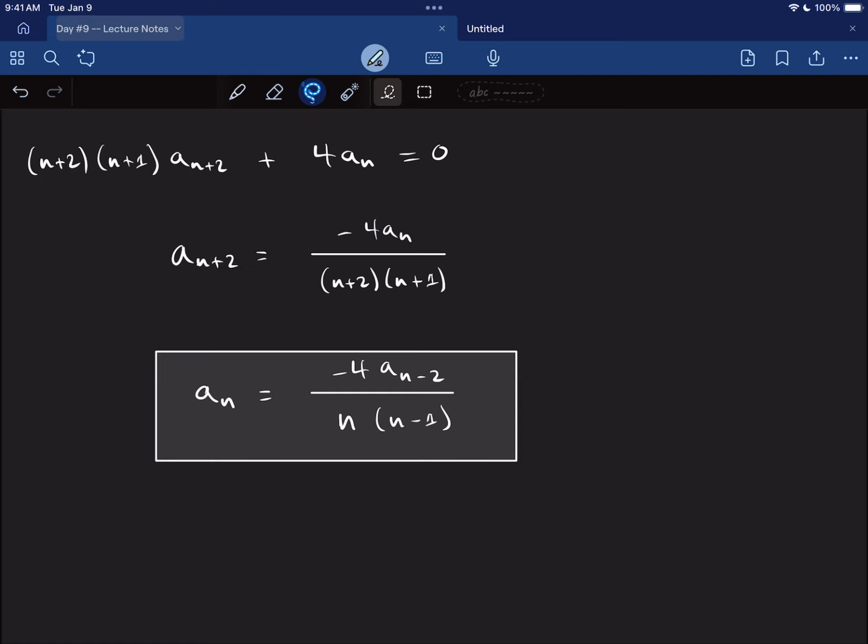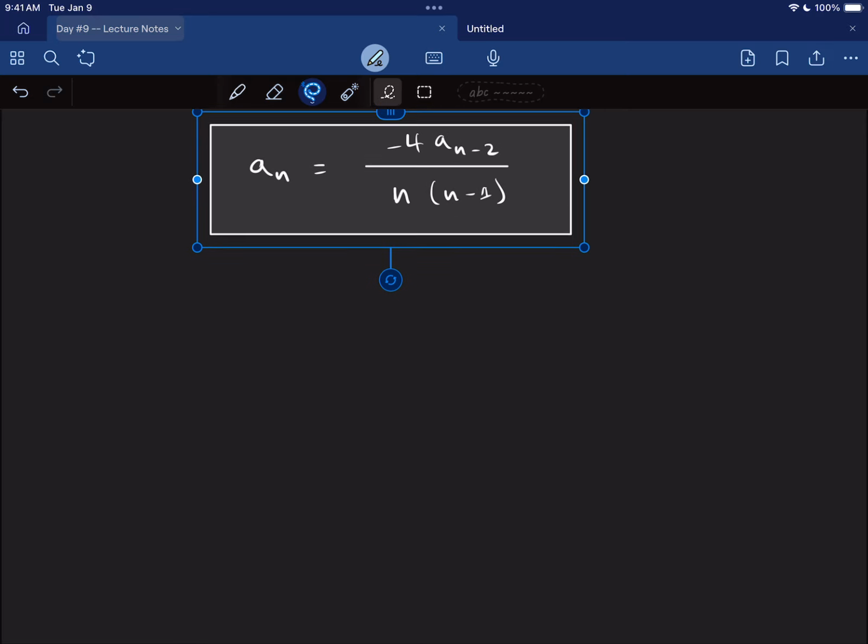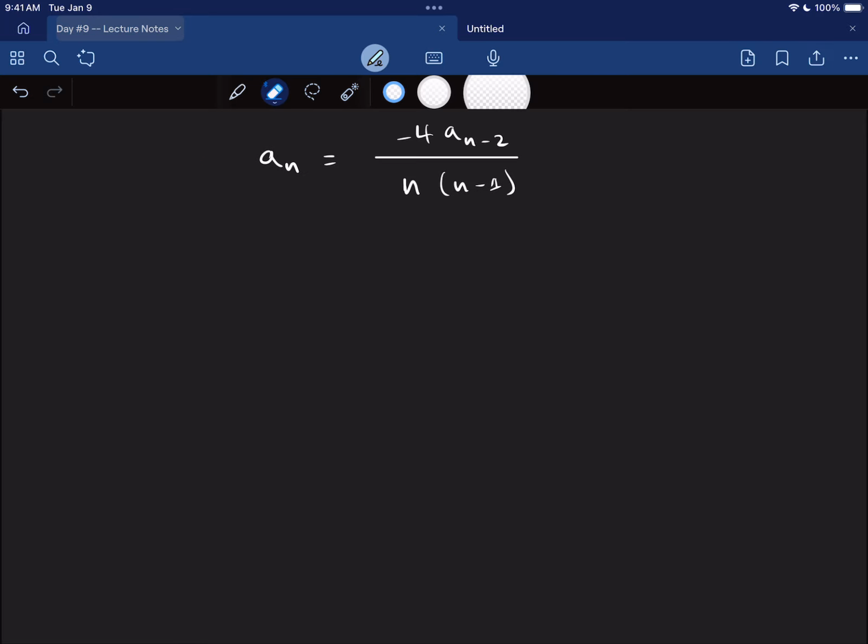What this tells me to do is to consider this formula in 2 different scenarios where n is even and where n is odd. So we're going to take this and we're going to go just even n.